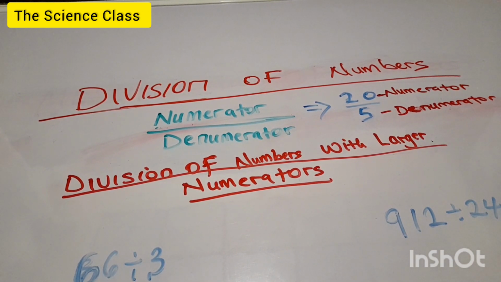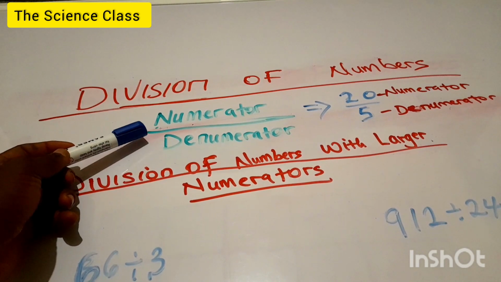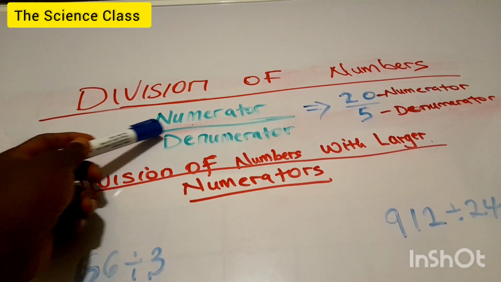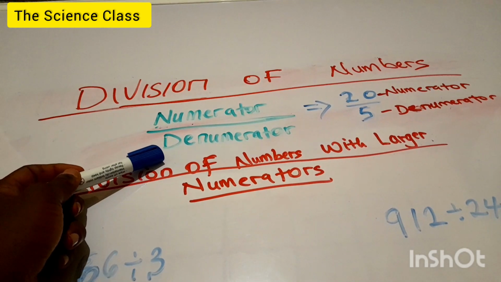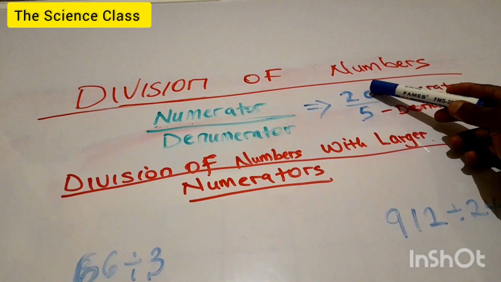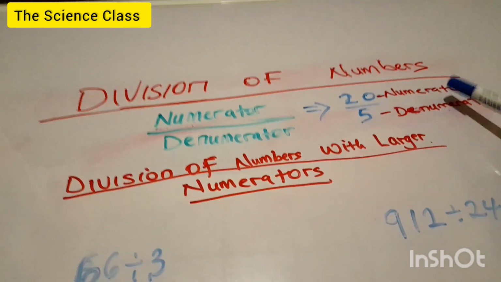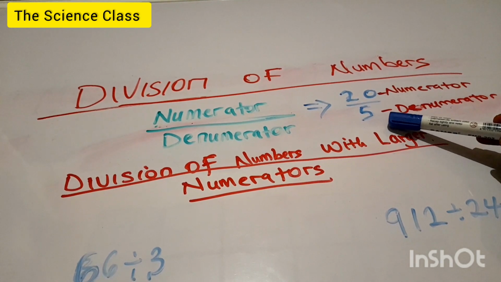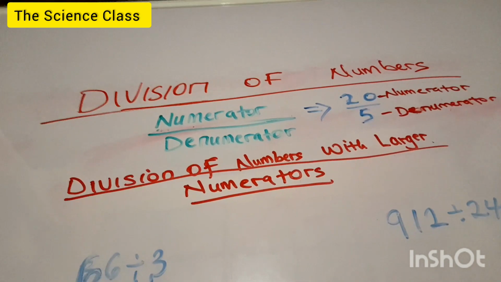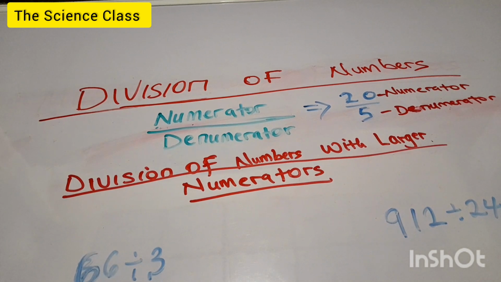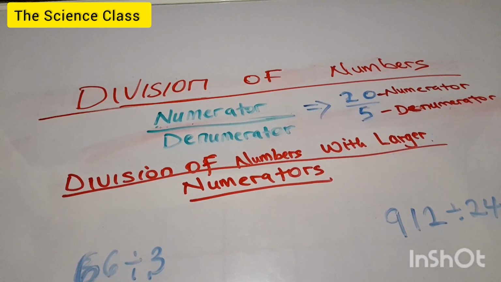If you look at this place, you see numerator all over denominator. Here you see 20 over 50. Now 20 is the numerator while 50 is the denominator. When you have a fraction or a number over another number, the number above the fraction is the numerator, while the number below the fraction is the denominator.